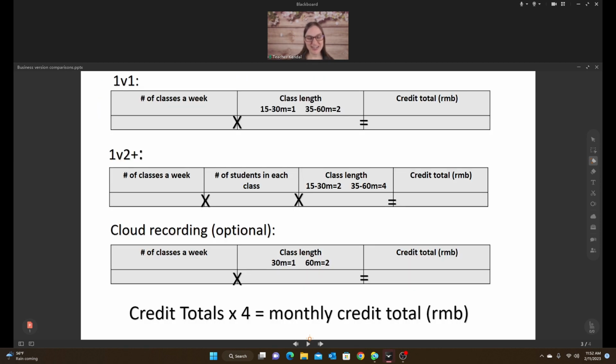So I created this fancy chart to hopefully make it a little bit easier for you to calculate and understand. I'm going to show you with just a fake teacher, just fake numbers here. So let's say I teach some 1v1 classes. First, I'm going to figure out the number of classes in a week. It's a lot easier as long as you teach the same schedule every week, which most of us do. Just take 1 week and look at your classes for that 1 week.